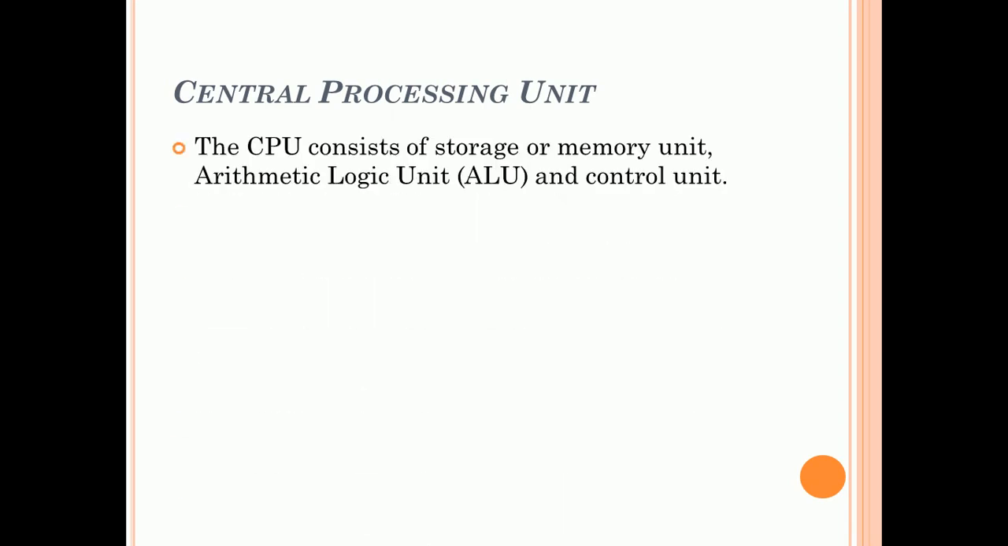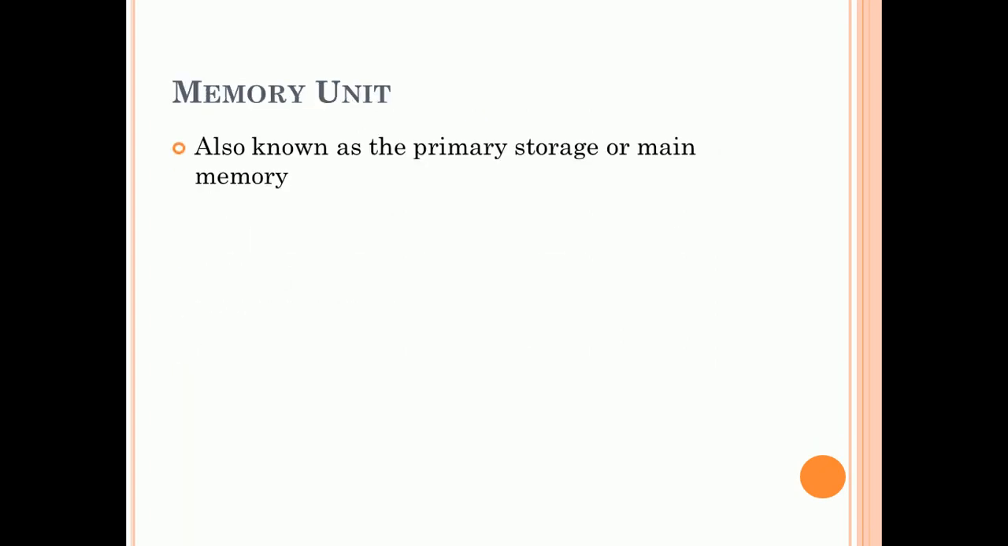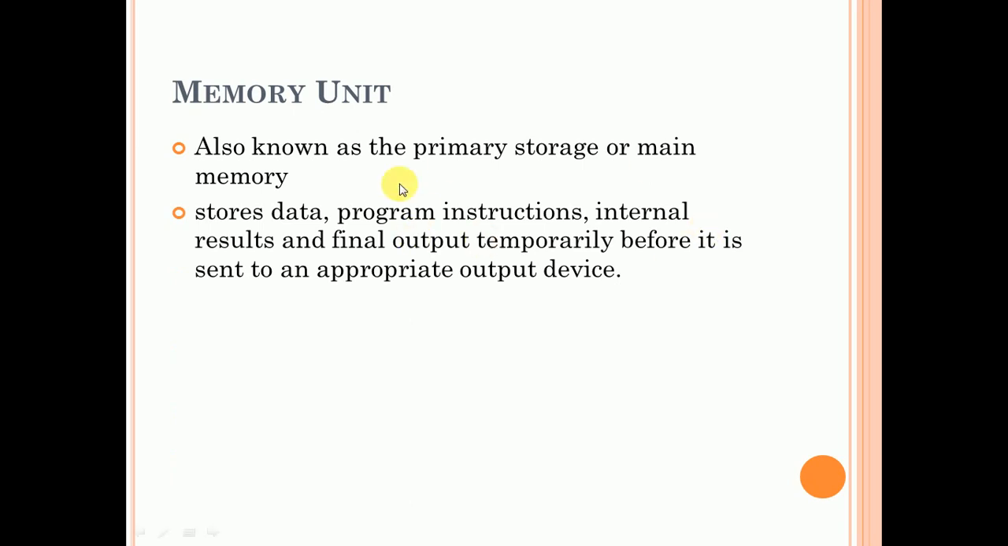Next, the CPU. The CPU consists of these three units we have all seen. First, the memory unit, also known as primary memory or main memory. Hard disk is different. It is not a memory unit. The function of the memory unit is storing data, program instructions, internal results and final output temporarily before it is sent to an output device.